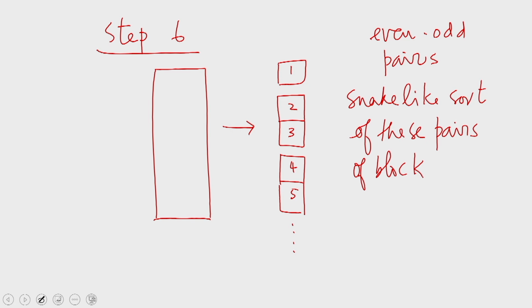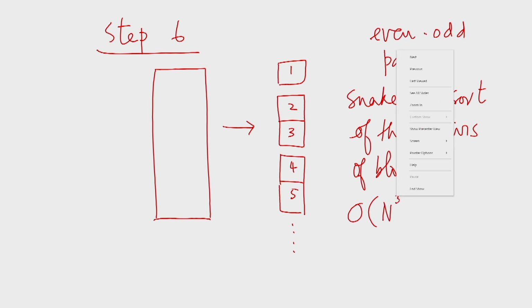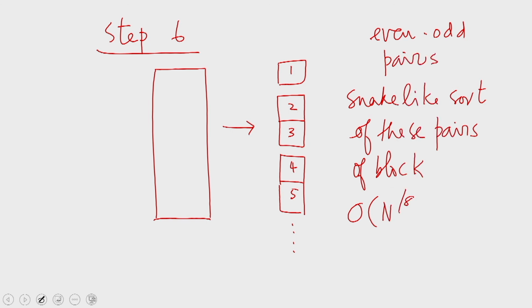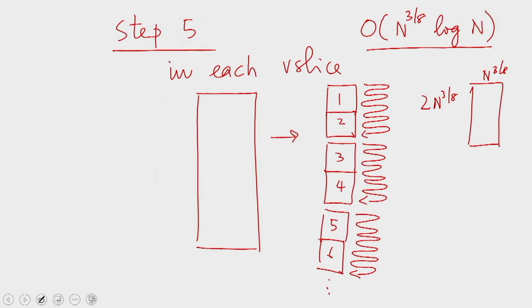So, this would again take order of n power 3 by 8 times log n time. So, this is again not one of the dominant steps, but at this point we can be assured that every vertical slice is in sorted order.